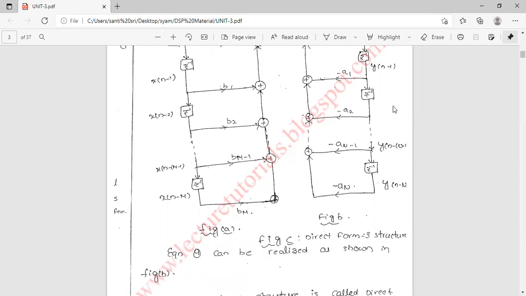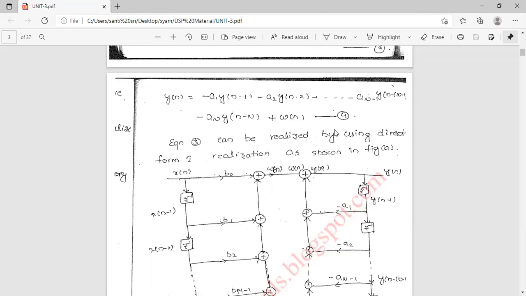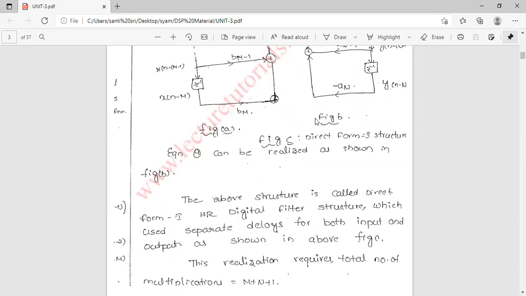So this is a direct form 1 structure; equation number 4 can be realized as shown in figure B. So this is figure A and this is figure B. Okay, figure C is nothing but the direct form 1 structure of the entire equation number 4. Okay, this is the direct form 1 structure.